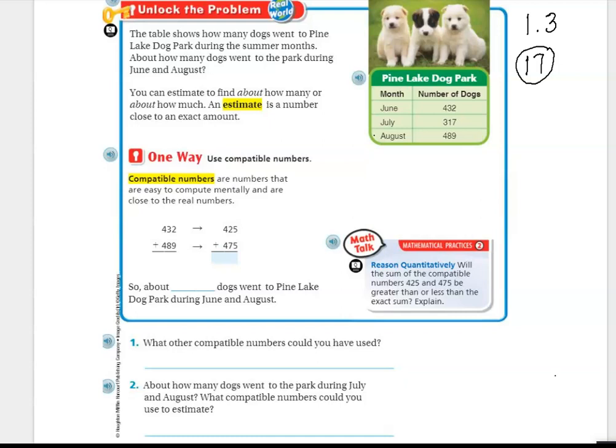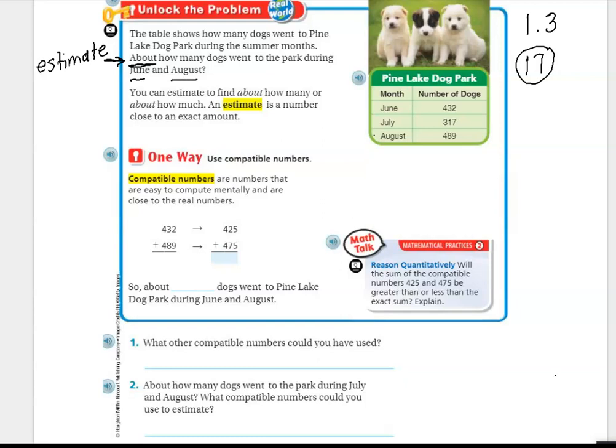The table shows how many dogs went to Pine Lake Dog Park during the summer months. About how many dogs went to the park during June and August? So let's think about that. I see a different word here, the word about. Usually the problems that I've been solving lately just say how many dogs. This is letting me know that I'm going to be estimating. When we estimate, we find a number that's close to the number that we'll have. So we will have to figure out how many dogs went to the park during June and August.